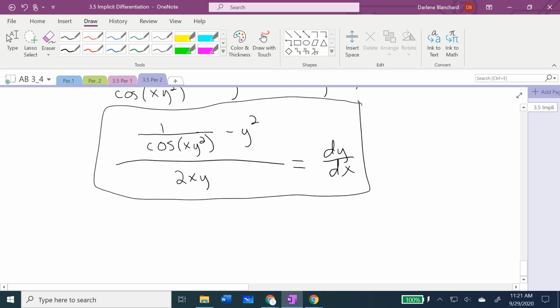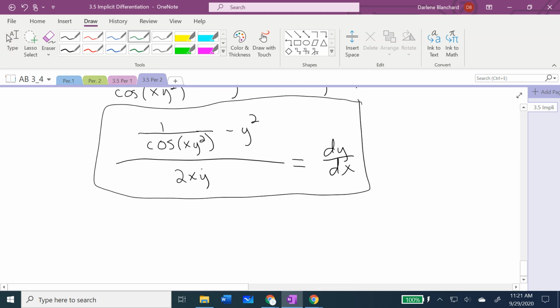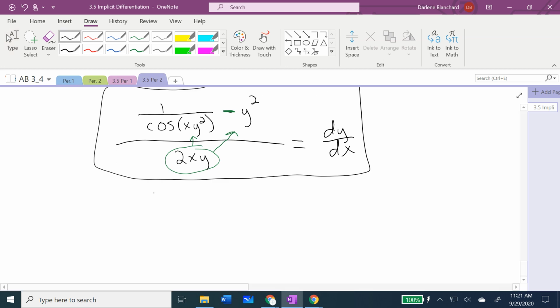If I am concerned with simplification, then I am going to take this single-termed denominator, no addition, subtraction, and distribute the division over the 2 terms of that numerator. And again, I'm distributing division. That means it's going to show up in the denominator multiplying to the cosine of xy squared. I don't have to write the little times symbol, but just to emphasize. And then minus y squared over 2xy.